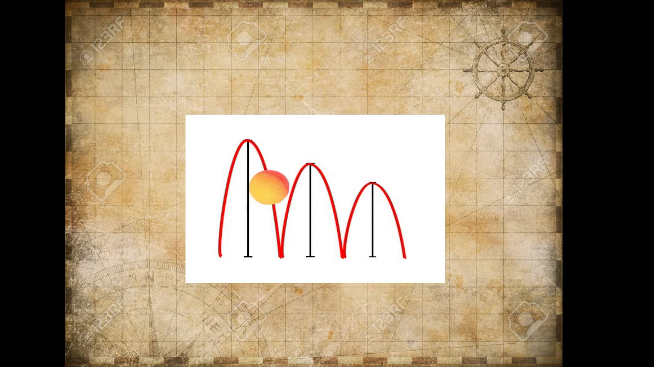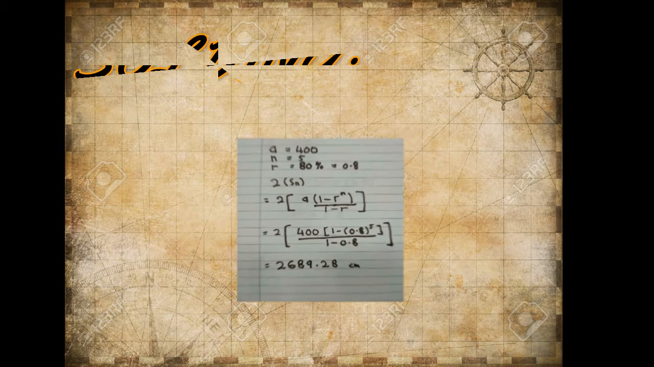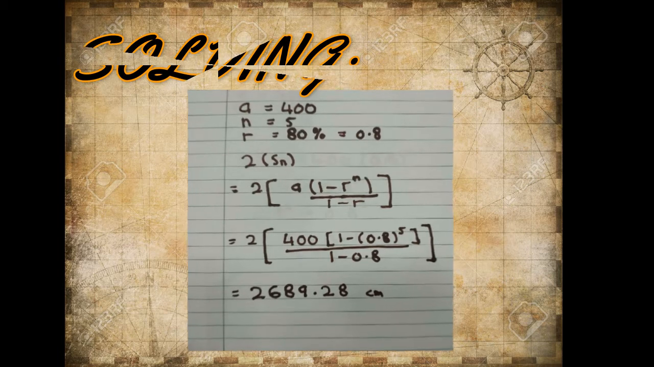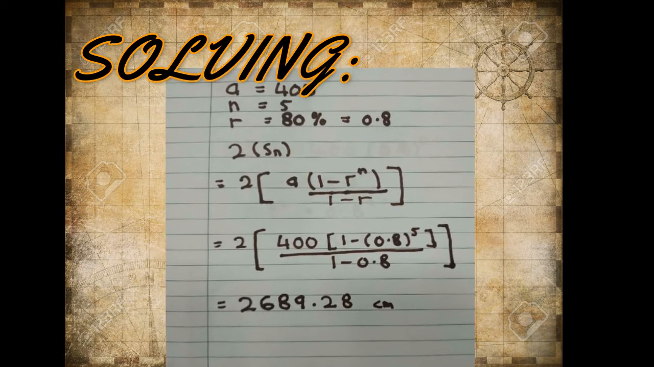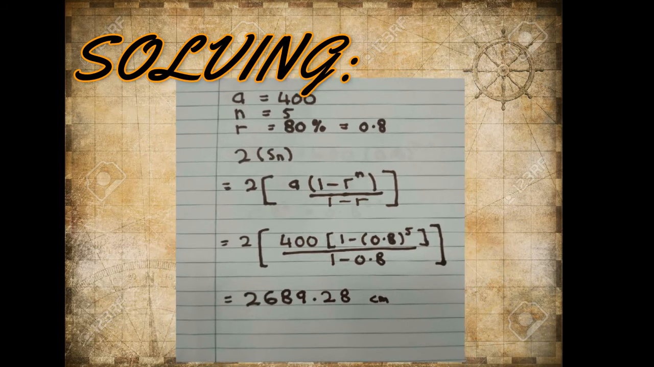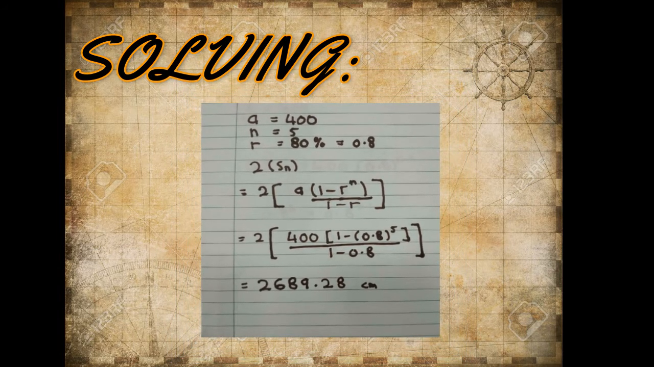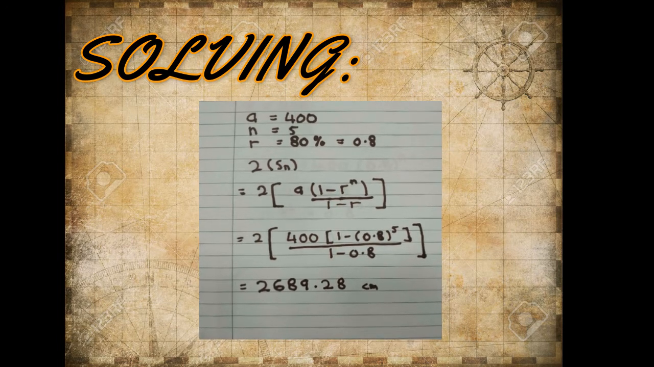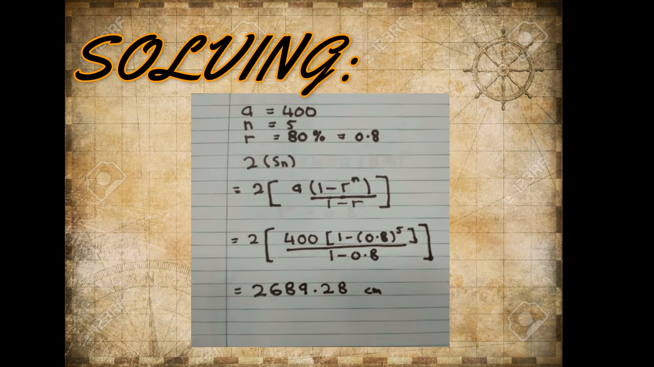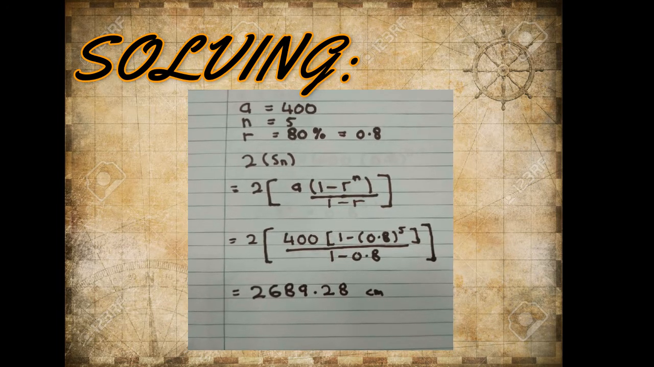The A, which represents the first term, will be the first height the ball is thrown into the air, which is 400 centimeters. And the R, which is the common ratio, would be 80%, which transforms into the form of decimal 0.8. So, from the first scenario, we can observe that there are two types of length. One is the rising and one is the falling, right?